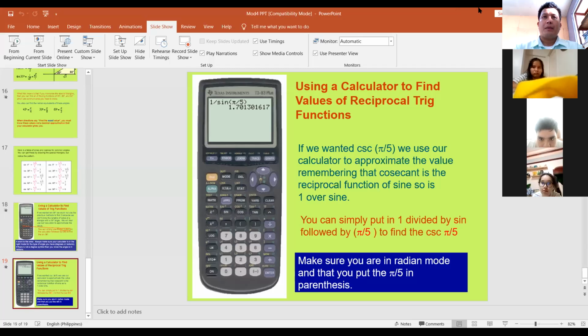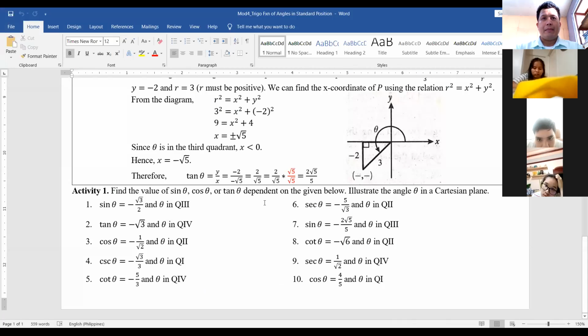Let's go to your module and let's try an item that we will solve. Choose between the activities in 1 to 10 and we will solve that item. The rest of these will be done by you yourselves. Any item there that we will solve?